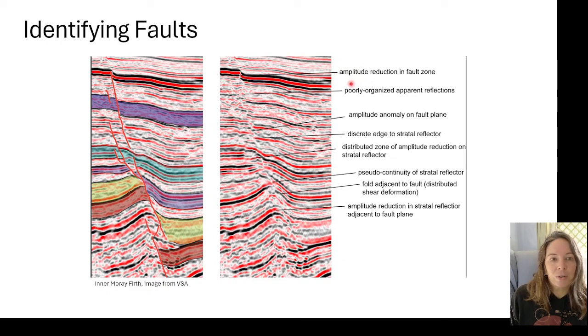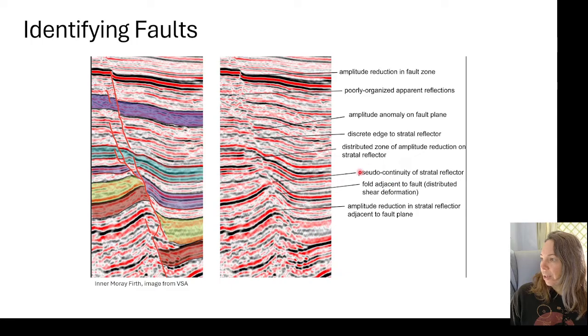The first one, they notice an amplitude reduction in the fault zone, and they point it out. Yeah, we can see that. That's great communication. Let's see. Poorly organized apparent reflections. So we've got that right in this area. This is where you have some of those weaker reflections, maybe right in this area. And when they're offset, it just looks jumbly and noisy. And we saw that a couple of examples ago too, in the highly faulted area.